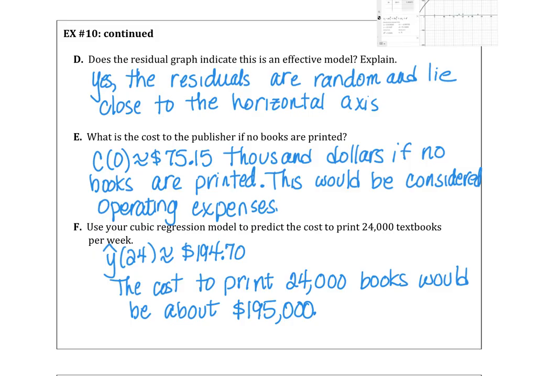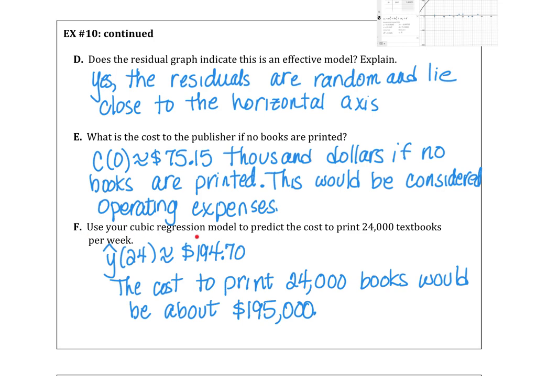Then to finish up this example, we know that the residuals are random, and the cost if no books are printed would be found by evaluating the regression at 0. So it is 75,000 dollars if no books are printed. That would be something we would consider to be operating expenses.